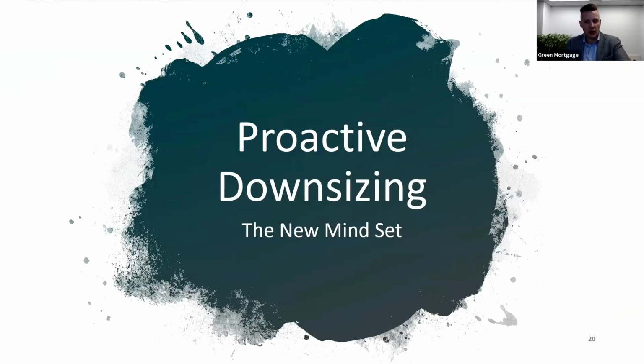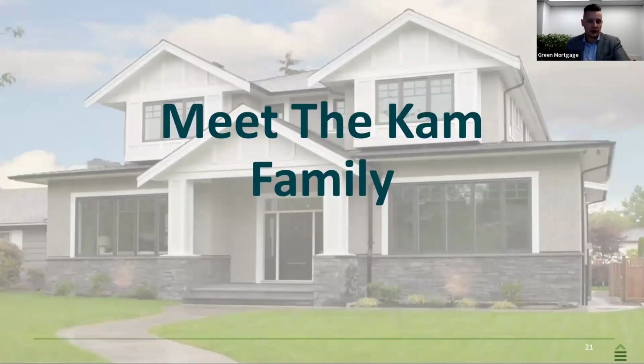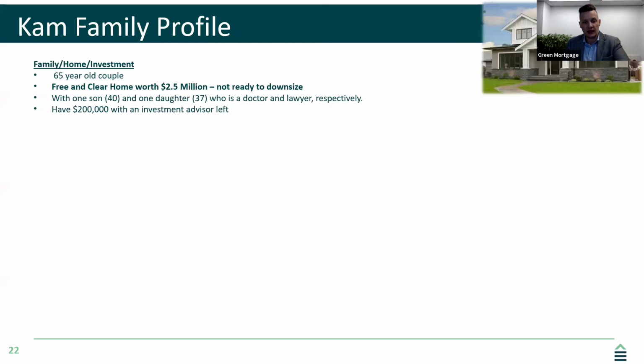Another interesting way of looking at this is the proactive downsizing. So we'll talk about the Cam family. They had a home that was worth about 2.5 million, and it was paid off. They were 65 years old. They had one son that was 40 and one daughter who's 37, doctors and lawyers. And they only had about $200,000 in an investment account left. So they are very house rich and cash poor, which is very common in areas like Vancouver and Toronto, for instance.